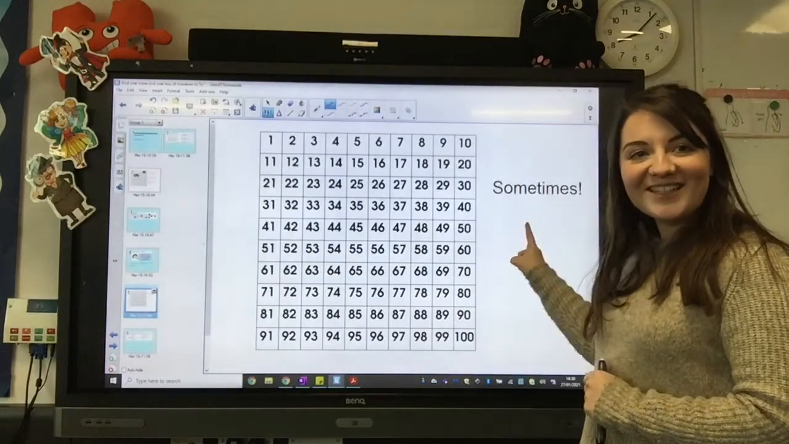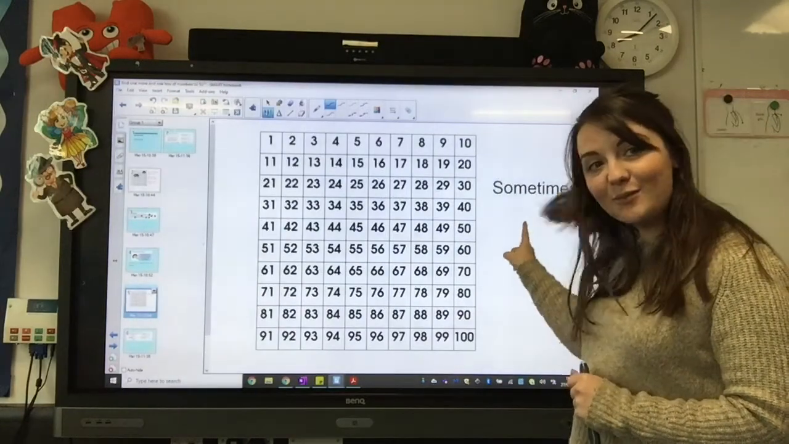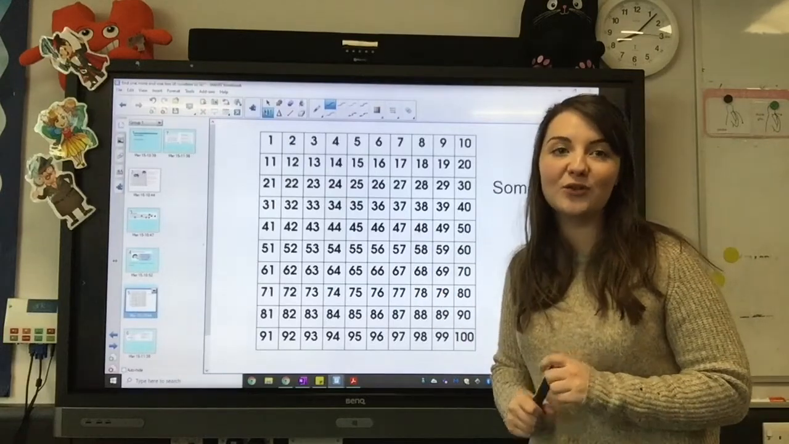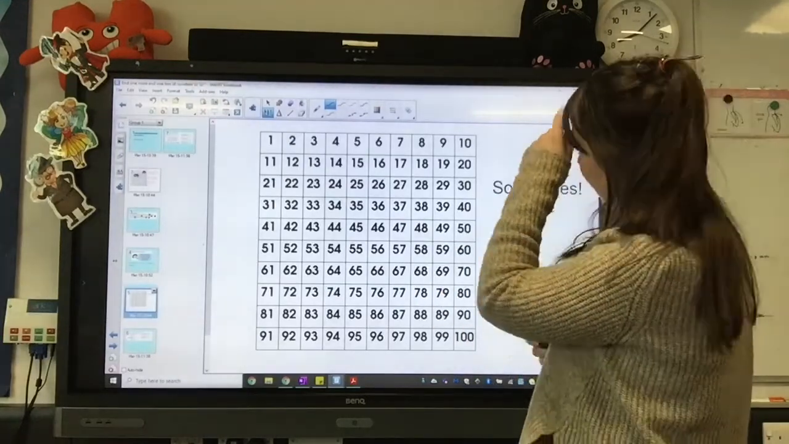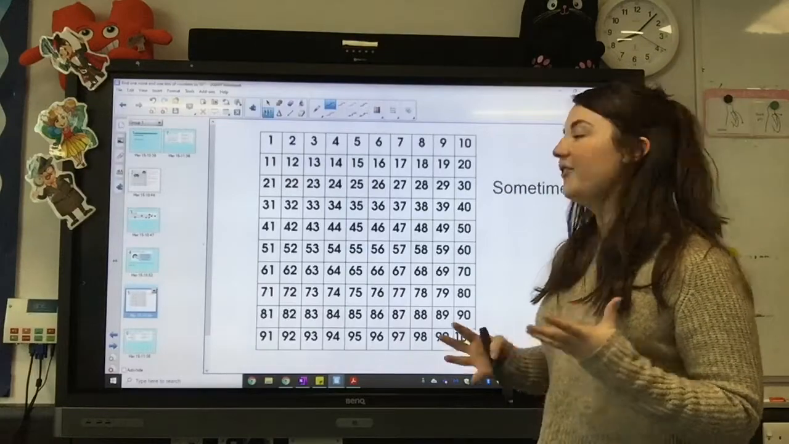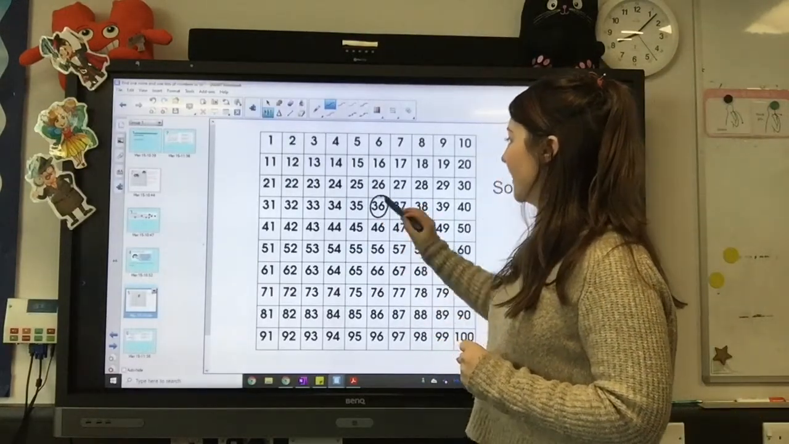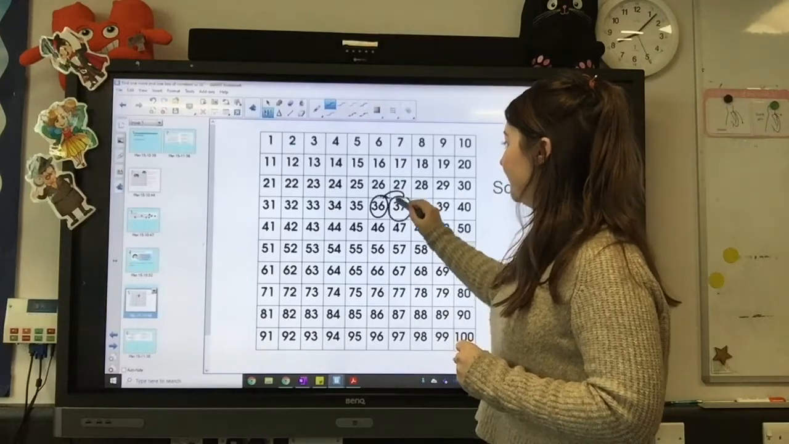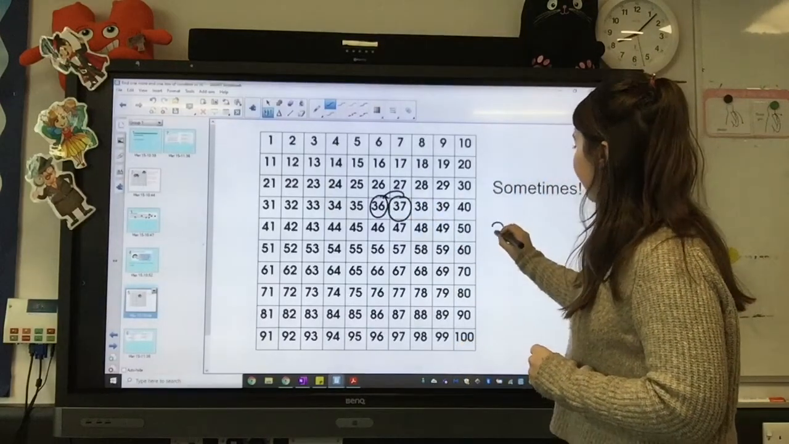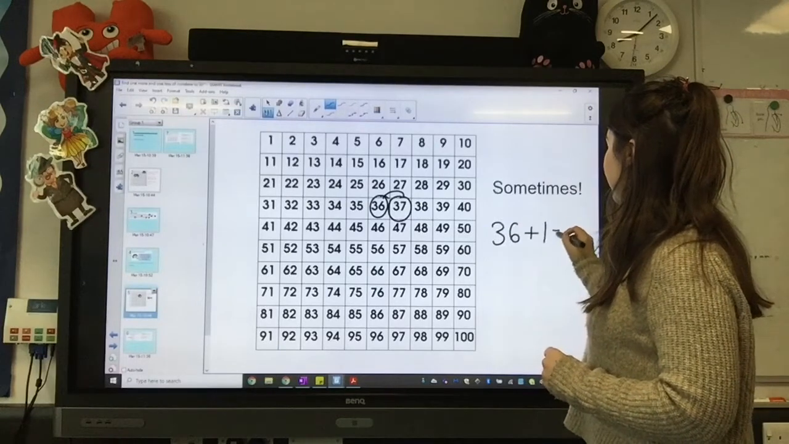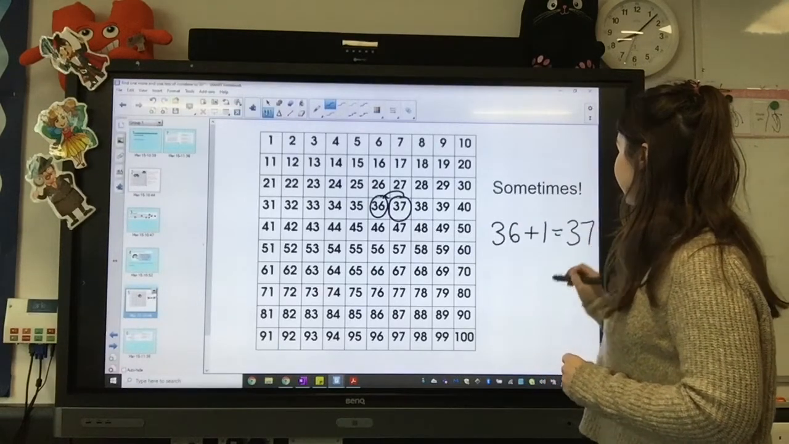Who got sometimes true? It is sometimes true, but not always. Okay, so I'm going to use my 100 square to give you some examples. So if I wanted to find one more than 36, I add one more. So we have 36 plus 1 equals 37.